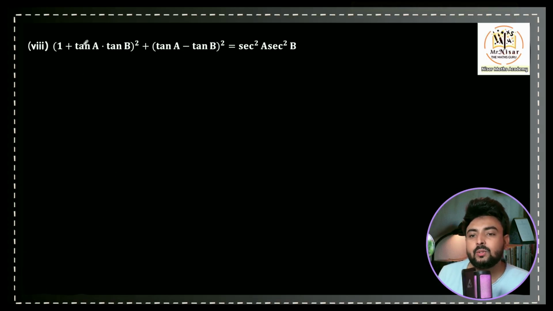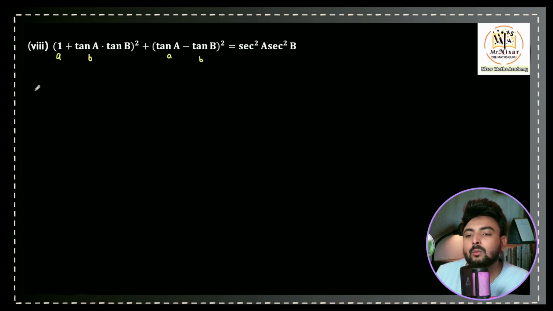So children, as you see in the question, here already it is shown to you what you have to do. It is (A plus B) whole square. Let us assume this as A and this as B, and this as A and this as B. So this is (A plus B) whole square and this is (A minus B) whole square. So just apply the formula.